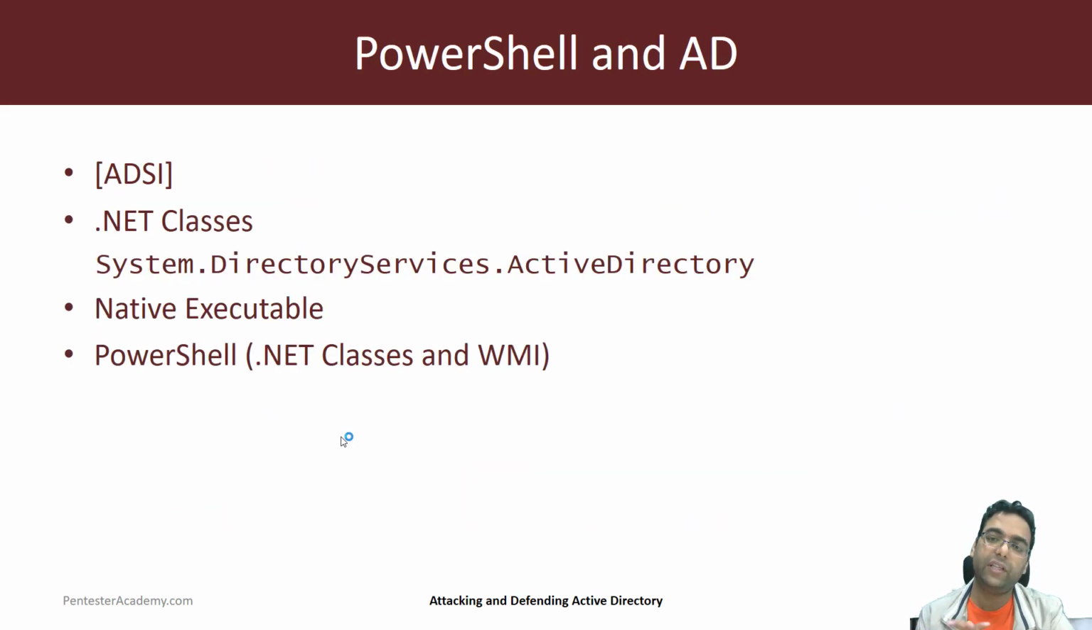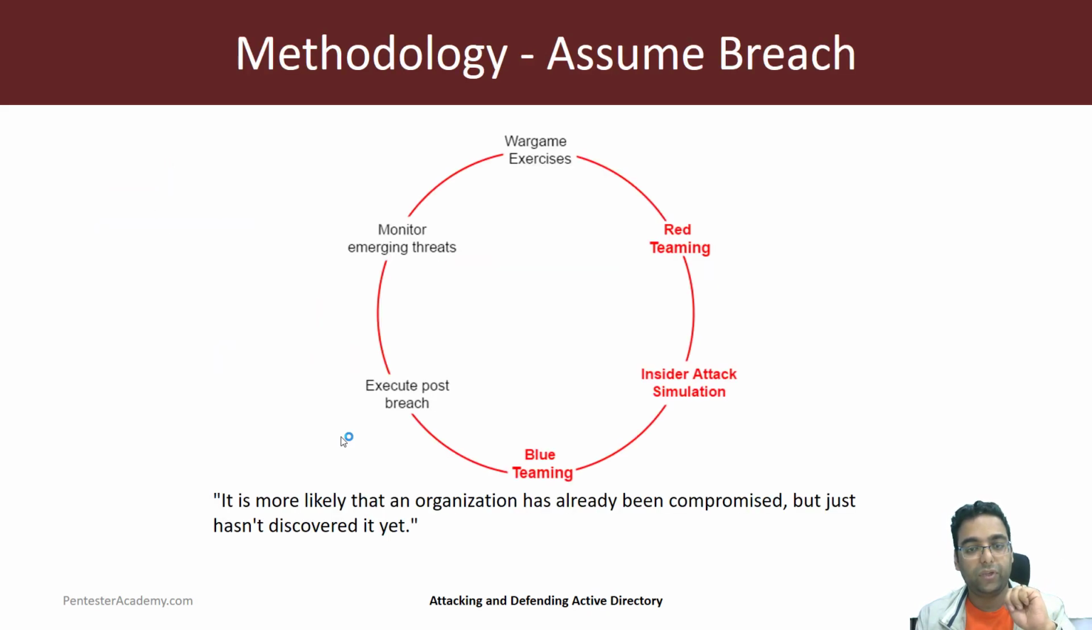How do we interact with Active Directory using PowerShell? We can use the ADSI type accelerator. We can use .NET classes like System.DirectoryServices.ActiveDirectory. We can call native executables like net.exe from PowerShell and other executables as well. We can also call .NET classes and WMI from a PowerShell script, right? So that is how we can interact with Active Directory using PowerShell.